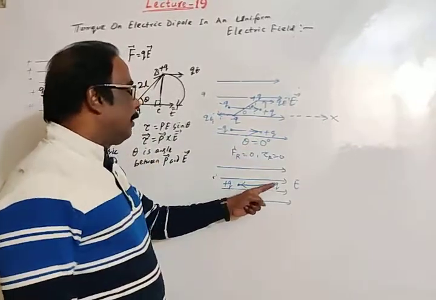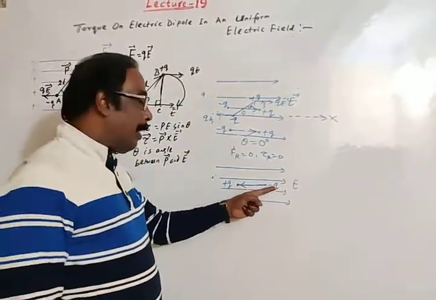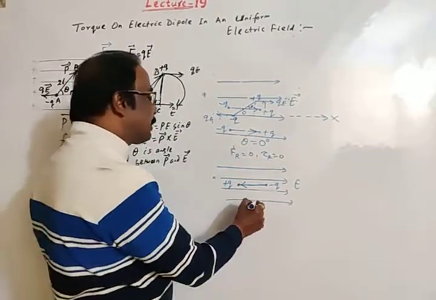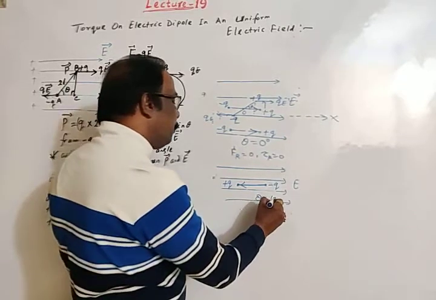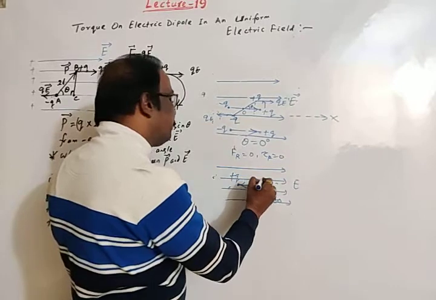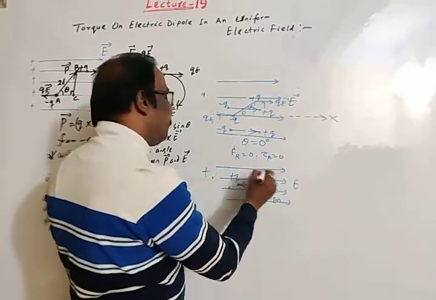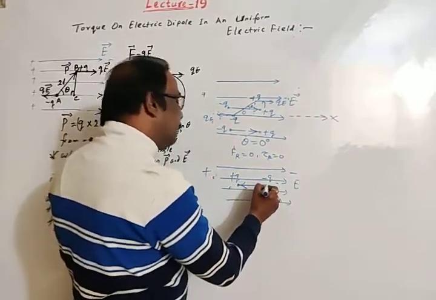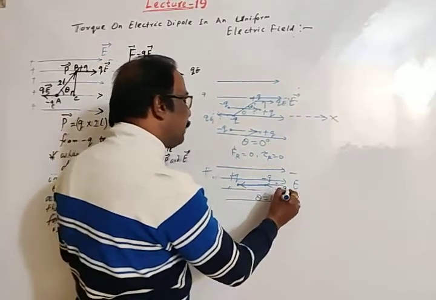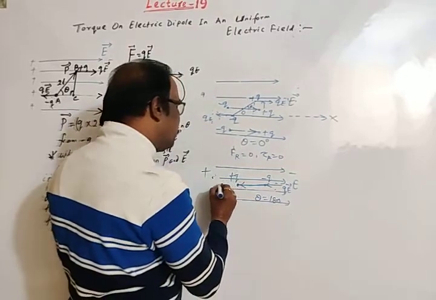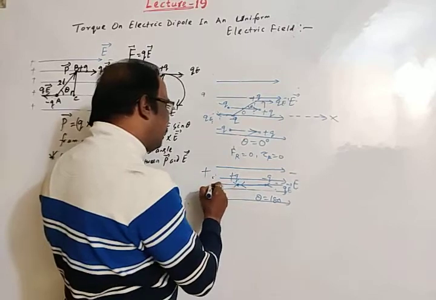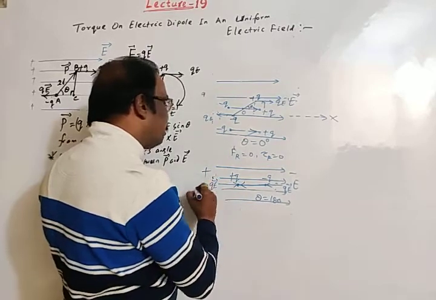Now the dipole is placed anti-parallel to the direction of electric field. So in this case theta is 180 degrees. And as we have discussed, this is plus q, this is minus q. So this negative charge will experience a force opposite to the direction of electric field. Force is qE. This positive charge will experience a force parallel to the direction of electric field. This force is also qE.